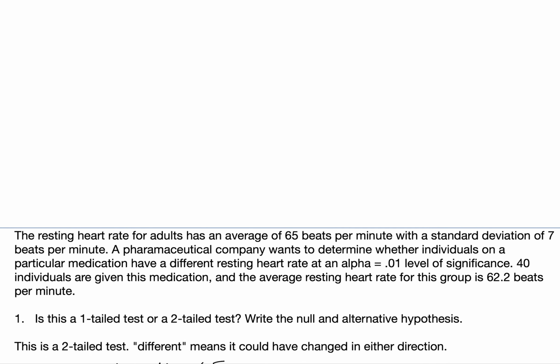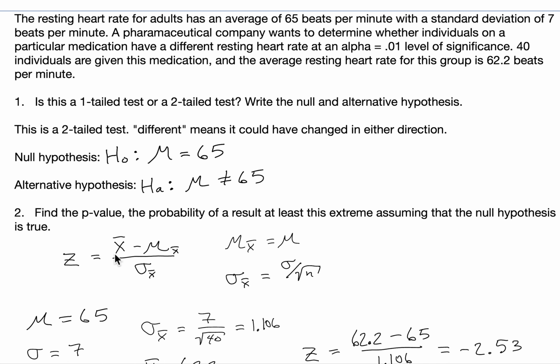Okay, so is this a one-tailed test or a two-tailed test? Here we are asking whether individuals on this medication have a different resting heart rate. It's not saying do they have a higher heart rate or a lower heart rate. It could be different in either direction. Because the direction's not specified, this is a two-tailed test. And that will come up both when we describe the null hypothesis and at the very end when we calculate the p-value.